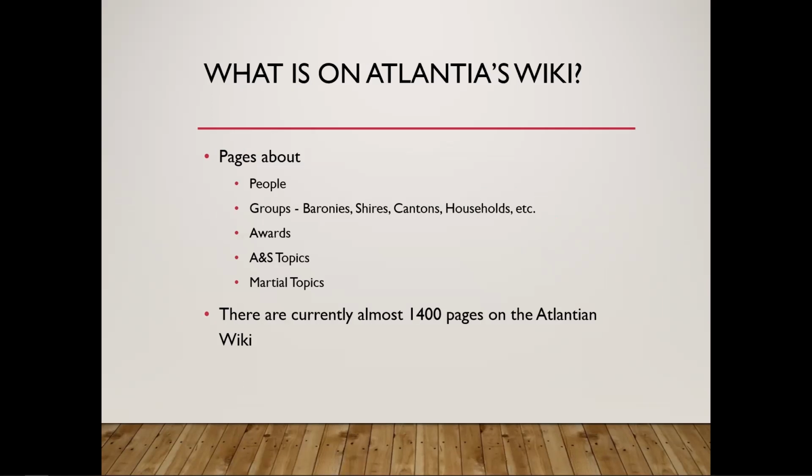There are about 1,400 pages of information on the Atlantian Wiki currently, last I checked, and there are pages about people. I have a personal page. There are pages about groups, about baronies, shires, cantons, households. There are pages about awards, A&S topics, martial topics. I've created 15 or 20 pages on there for all the different things that I'm involved in that I thought other people might be interested in. You can certainly do that yourself, or you can just go and browse. There's lots of cool information on the Atlantian Wiki, and I encourage you to go make use of that.